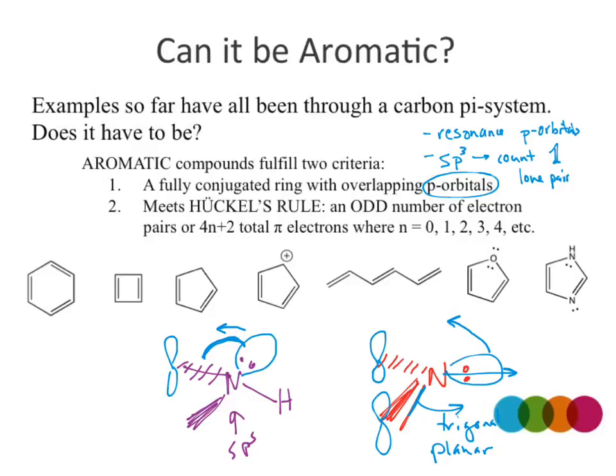Okay? So when you're trying to count for your pi electrons, realize they don't have to be in pi orbitals directly to begin with. They can be hidden in sp3 atoms. So kind of watch out for that.